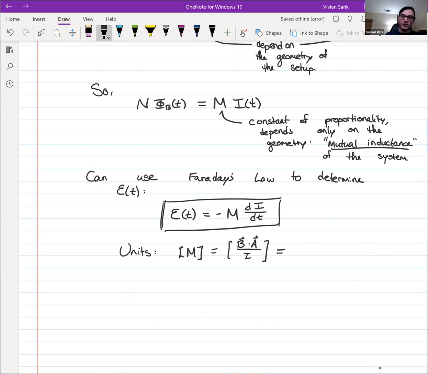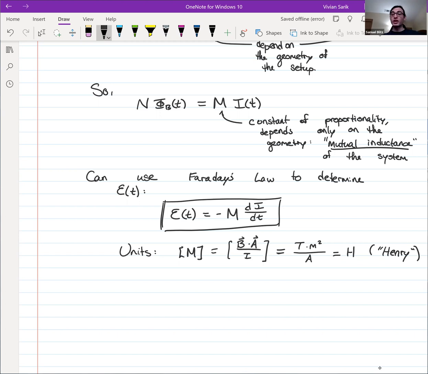And when you do this, you get Tesla times meters squared, because you have magnetic field times area, divided by amperes. And we give that a name, call it H. It stands for Henry. So a system will have 5 henries or 0.2 henries of mutual inductance, just named after a guy. It's just, in this case, his last name sounds like a first name.